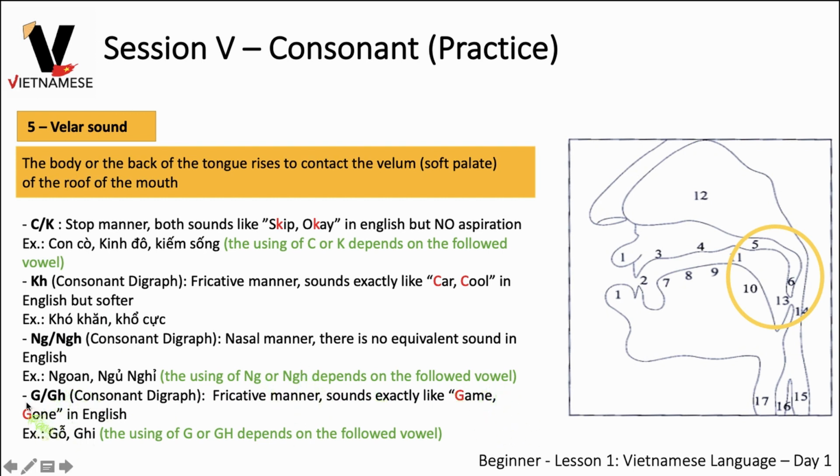And the next one is g. Fricative manner. This sounds exactly like "game" or "gun" in English. For example, gỗ, or ghi. And one more time, the using of g or gh depends on the following vowel. We will learn later about this one.